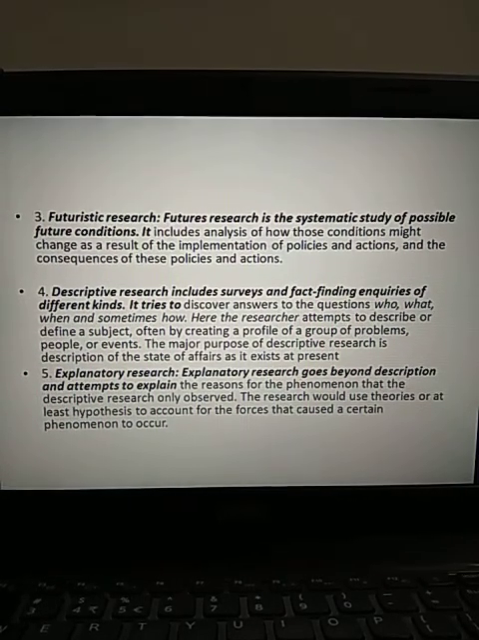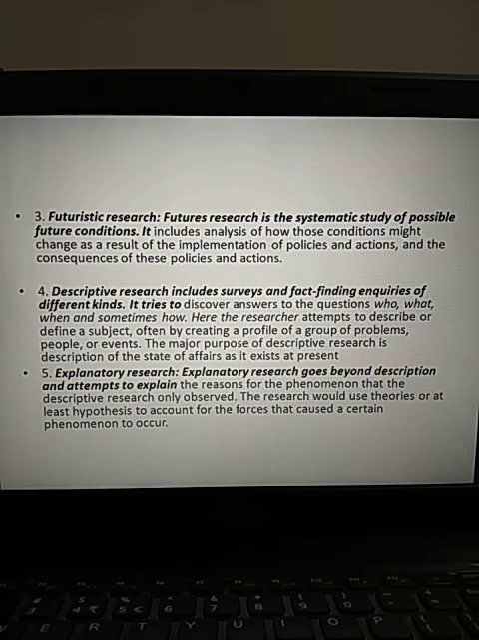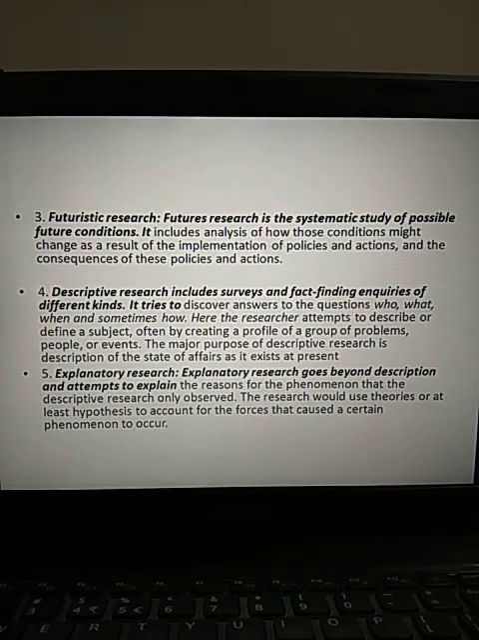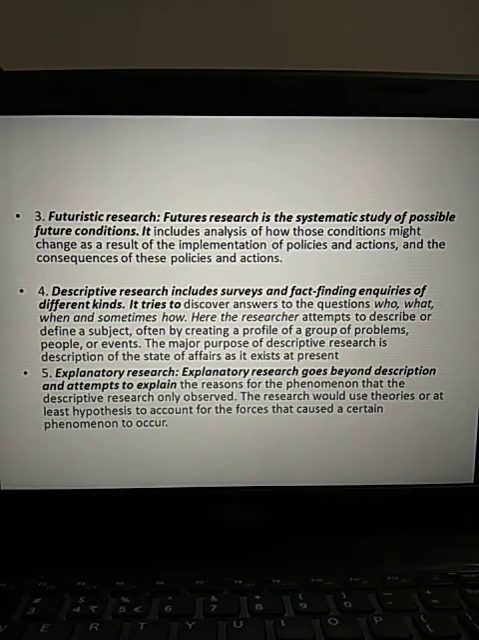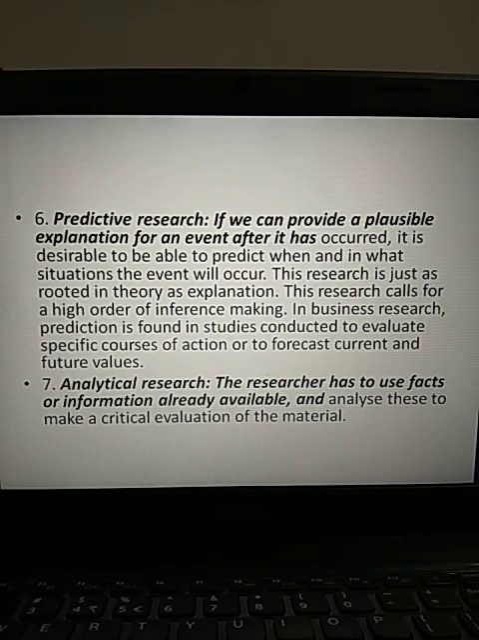Okay. Explanatory research. Explanatory research goes beyond descriptive research and attempts to explain the reason for the phenomenon that the descriptive research only observed. The research would use theories, or at least hypotheses, to account for the forces that caused a certain phenomenon to occur. So explanatory research gives the reason for the existing problems.